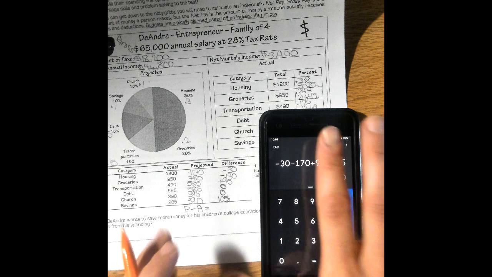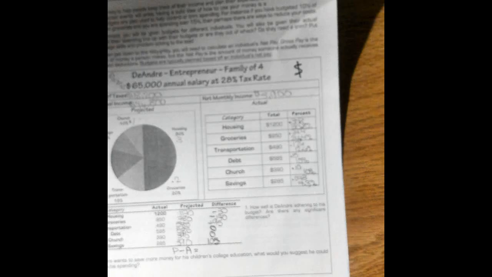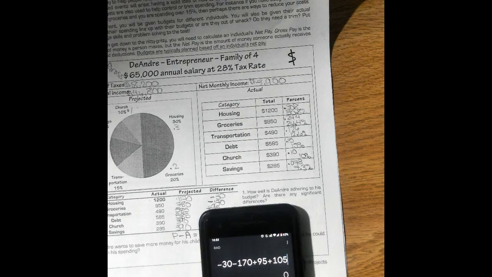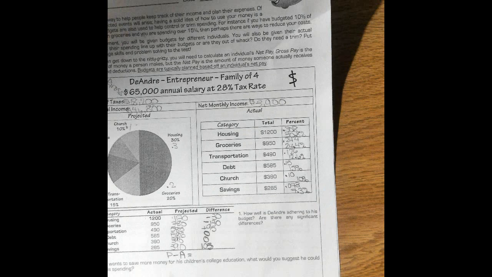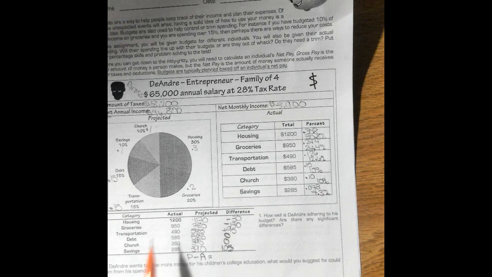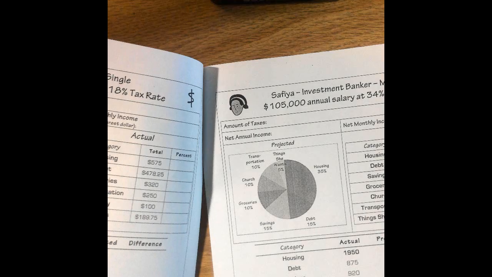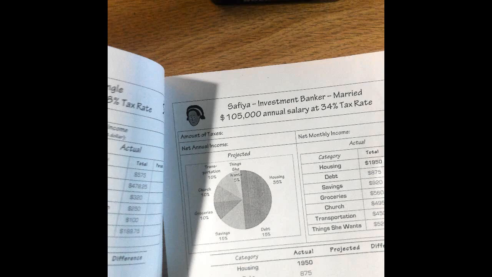So then you can go through and answer these questions. How well is he adhering to his budget? Are there any significant differences? And this is where you make a judgment call as to how well he's adhering. Some people might say that because he ended up at 0, he didn't go over his budget, but if you look at the specific categories, some people might say he's not adhering very well. So that's a judgment call on your behalf. And then you can talk about saving money for his children's college education. And so that's the first page, and that will leave you to be able to do the next couple pages on Bella, Sophia, and Rishi. And so you can work on those.